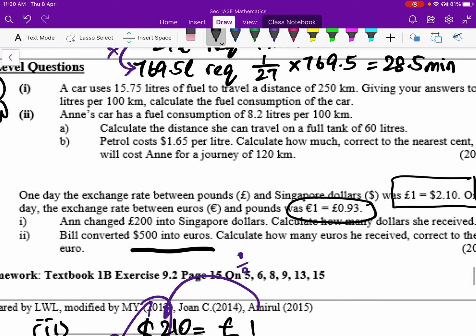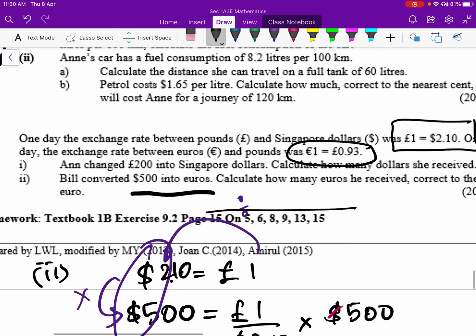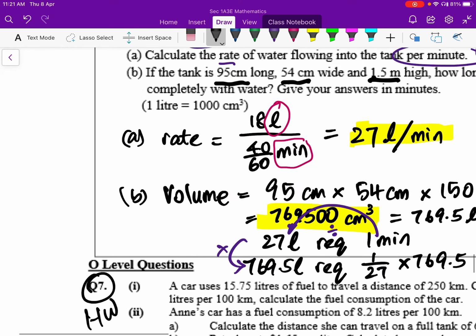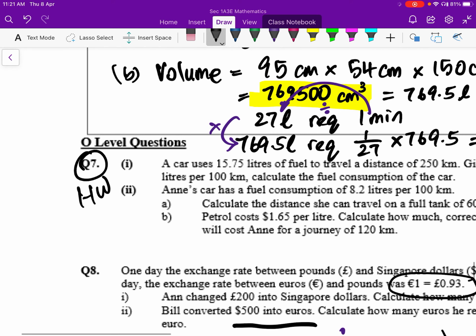Okay, so you've got one homework question, and this one over here, due on Monday. Is it reasonable? Okay, Monday. So you have 3 days to do it. Plus this one question for O level. Plus that.